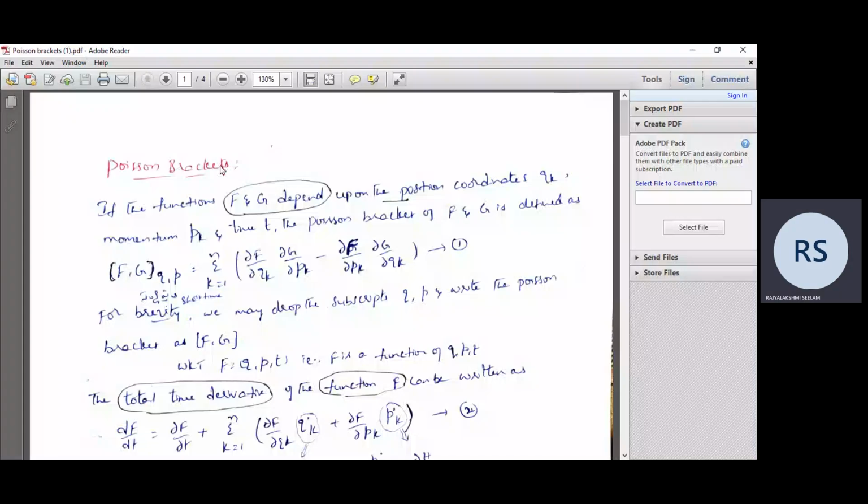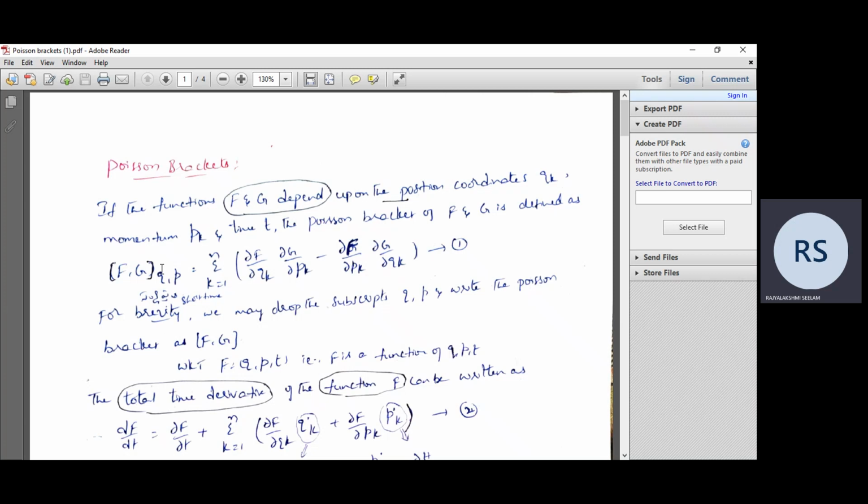Poisson brackets. Let us consider the functions capital F and G. When these two functions depend upon the position coordinates q_k, momentum coordinates p_k, and time t, the Poisson bracket of F, G can be defined as [F, G] with subscript q, p, which is equal to the sum over k equals 1 to n of ∂F/∂q_k ∂G/∂p_k minus ∂F/∂p_k ∂G/∂q_k.